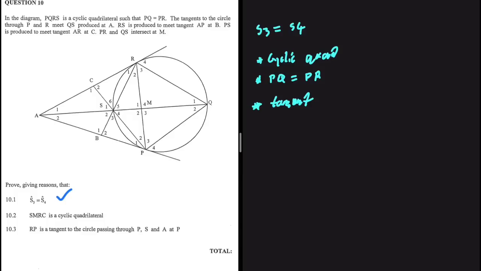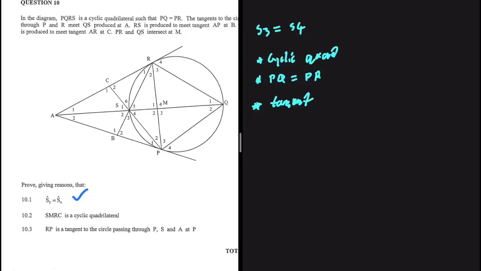So let's go ahead and give it a try and see what happens. I had a lot of people saying that they couldn't even answer one question from question 10. I wonder why that is the case, but I hope I'm going to be able to get at least one correct. Let's see. So S3 is equal to S4. Let's look at our first keyword. Our first keyword is cyclic quad.